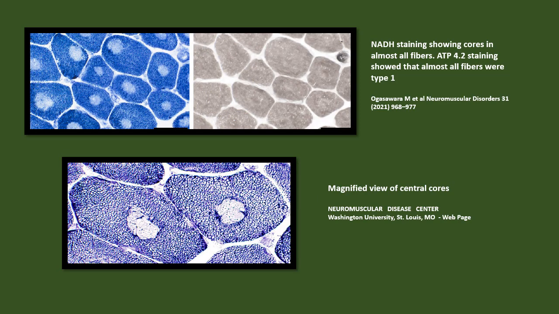This figure in the top panel on the left shows an NADH stain which is showing cores centrally in almost all the fibers. On the right, ATPase 4.2 staining showed that almost all the fibers were type 1, and in the bottom panel is a magnified view of the central cores.